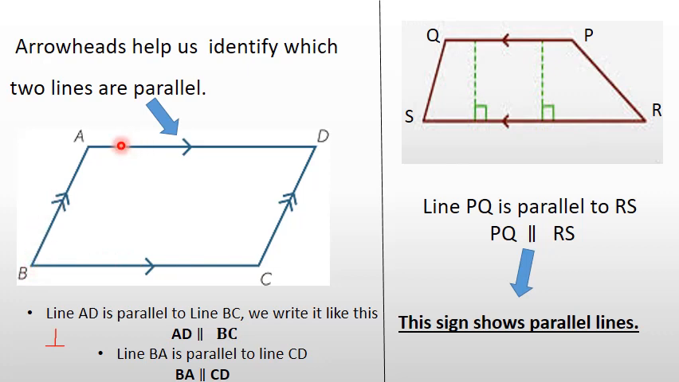So if you know that this line and this line, they both are parallel, and this line and this line, they both are parallel, let me just make this thing more clear by using arrowheads. Now what are arrowheads? These arrows are basically arrowheads. Now these arrowheads tell us easily which two lines are parallel.